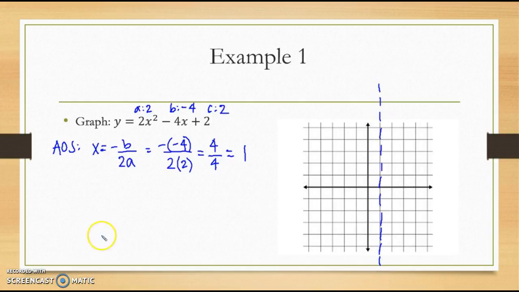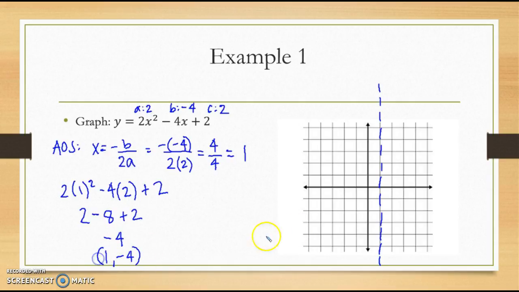So I'm going to put my dotted line. Now I'm going to take 1 and plug it back into my equation to find the vertex. So we have 2 times 1 squared minus 4 times 1 plus 2. Order of operations tells me to do the 1 squared first. So 1 squared is 1. 1 times 2 is 2. Negative 4 times 1 is negative 4. And then a positive 2. 2 minus 4 is negative 2, and negative 2 plus 2 is 0. So that means my vertex is at 1, negative 4.